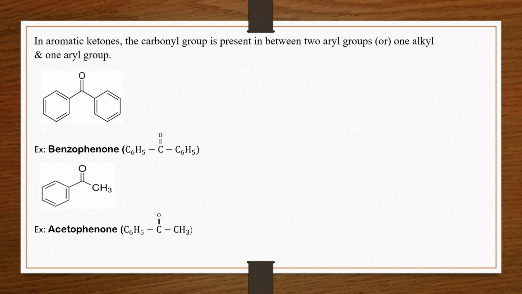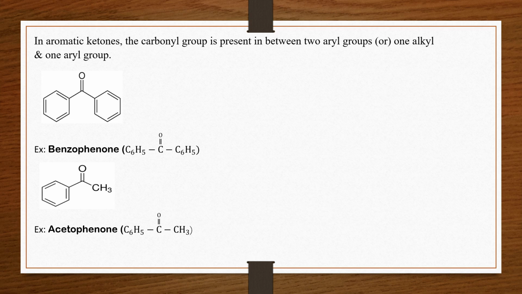Next example, acetophenone. So just observe here the difference between benzophenone and acetophenone. Have you noticed the difference? Here C double bond O is present in between one alkyl group, that is CH3, and one aryl group, that is C6H5. Now what is the formula of acetophenone? C6H5, C double bond O, CH3.